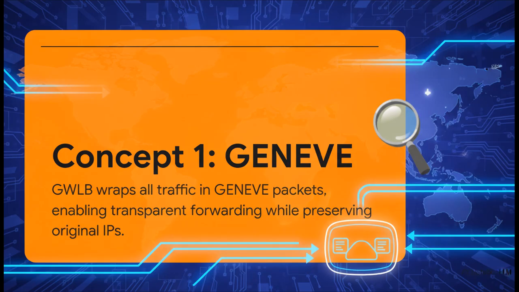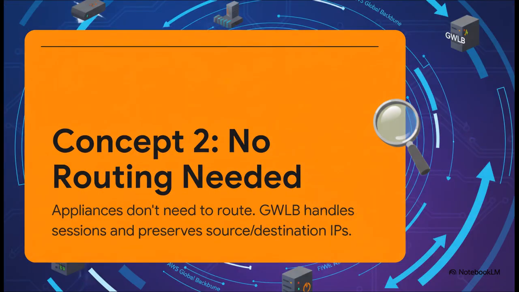Well, it uses a protocol called GENEVE. And what that does is it basically wraps the original network traffic inside of an outer packet. Think of it like putting a letter in another envelope. This lets the security appliance inspect the traffic like it was a physical bump in the wire, all without changing the original source and destination IPs. It's totally seamless. And the operational benefit here is huge.